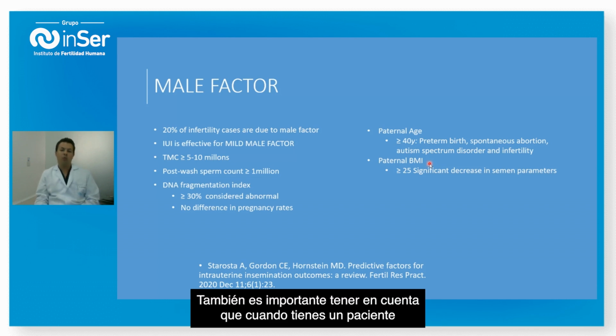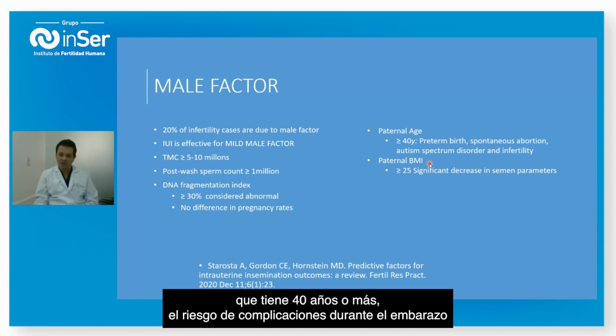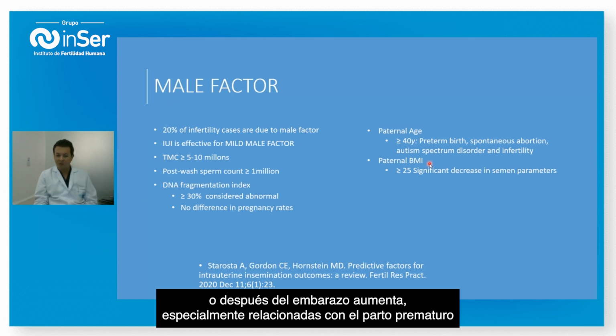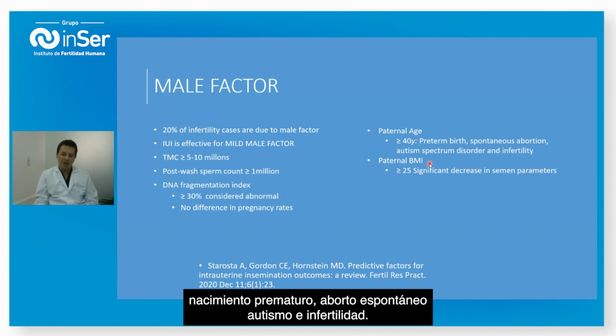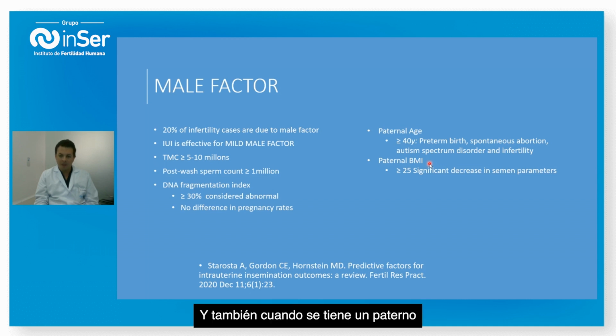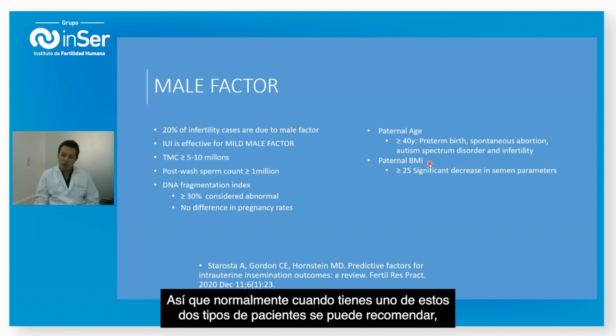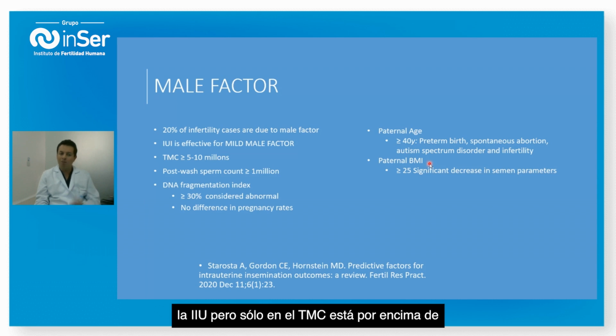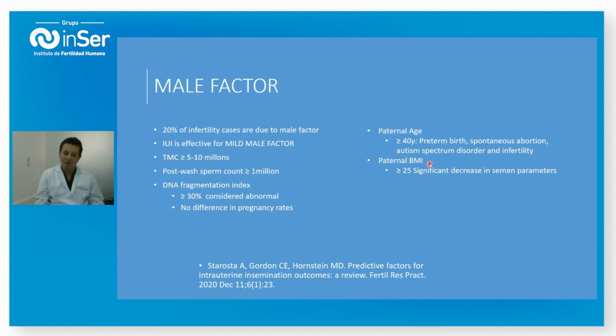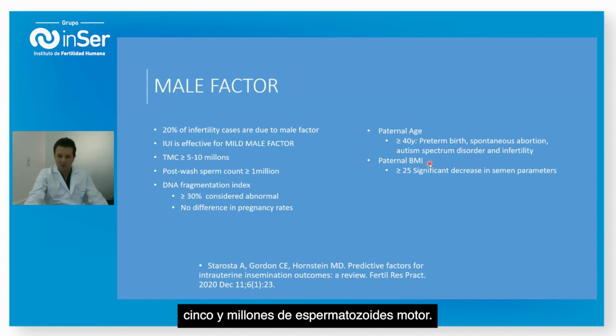It's also important to note that when you have a patient that is 40 years of age or above, the risk of complications during or after pregnancy increases, especially related to preterm birth, spontaneous abortion, autism spectrum disorders, and infertility. And also, when you have a paternal BMI above 25, there's also a significant decrease in semen parameters. So usually when you have one of these two types of patients, you can recommend the IUI, but only if the TMC is above 5 to 10 million motile sperm.